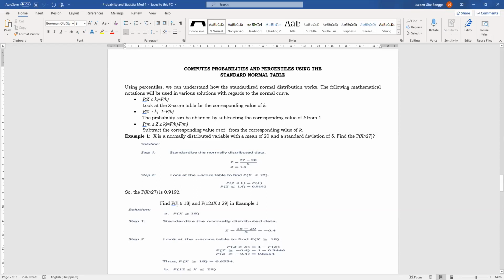Example number 2. Find p of x greater than or equal to 18.